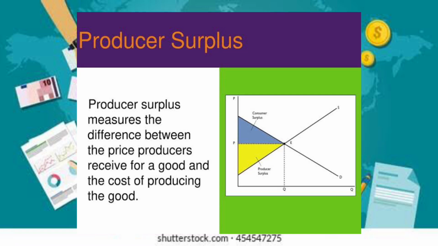So producer surplus. Producer surplus measures the difference between the price producers receive for a good and the cost of producing the good. So the graph represents the producer surplus.